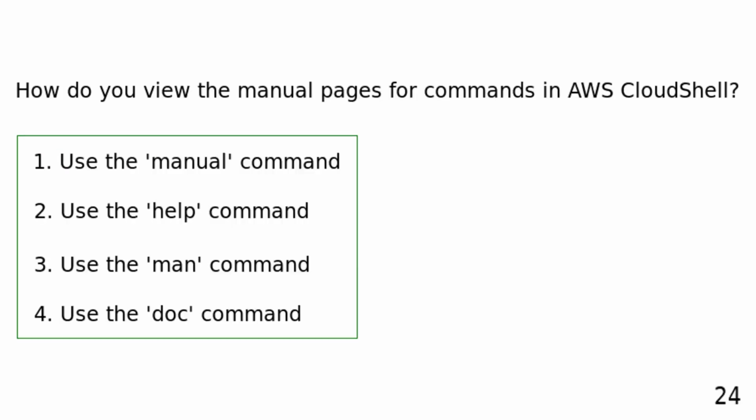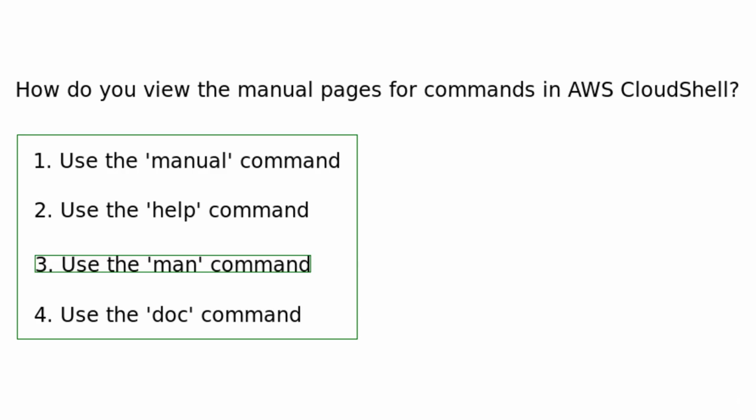How do you view the manual pages for commands in AWS CloudShell? Use the manual command. Use the help command. Use the man command. Use the doc command. The man command is used to view manual pages for commands.